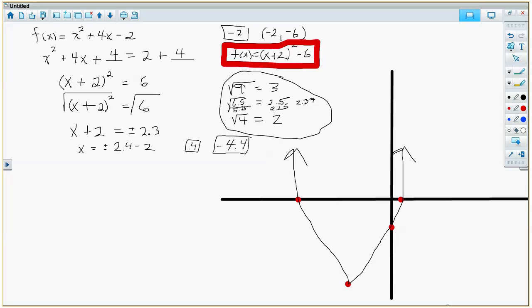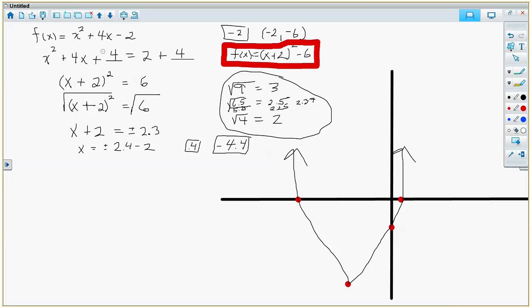Why is the domain all real numbers? Because it's not a radical or what? Or a rational, Hubert. That's right, class. And what is my range? Negative 6 to what? Infinity. Decreasing from negative infinity to negative 2. Increasing from negative 2 to what? Positive infinity, Hubert. Thank you, class.